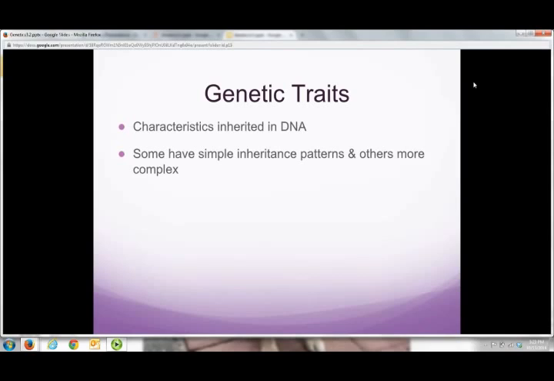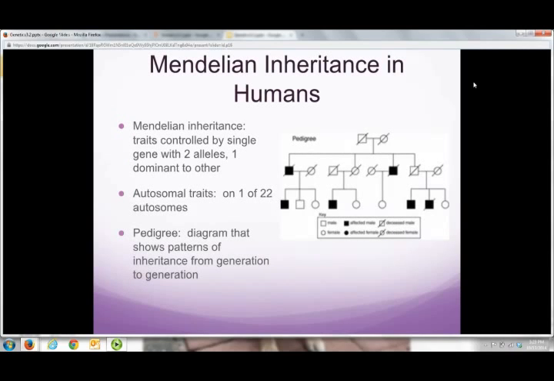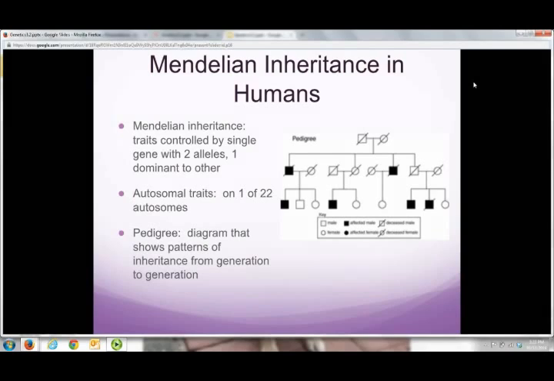Genetic traits are the characteristics inherited in the DNA. Some of these will have simple inheritance patterns, while others are more complicated. The Mendelian inheritance pattern in humans is the simplest and easiest to understand. These are traits that are controlled by a single gene, and they have two alleles, one is dominant to the other. With the autosomal traits, these are located on one of the 22 autosomes.